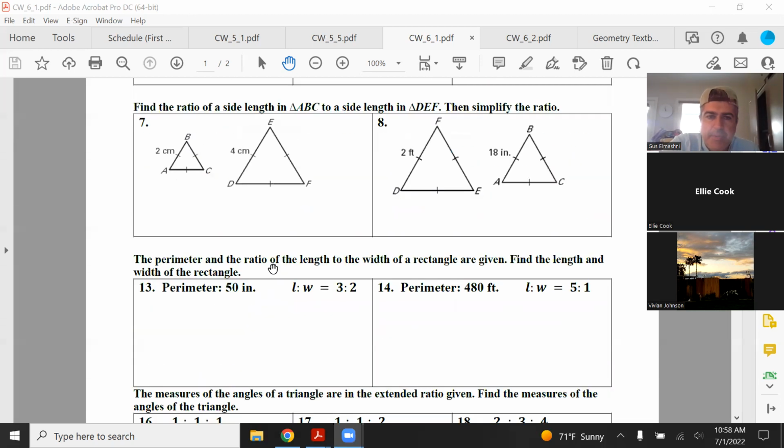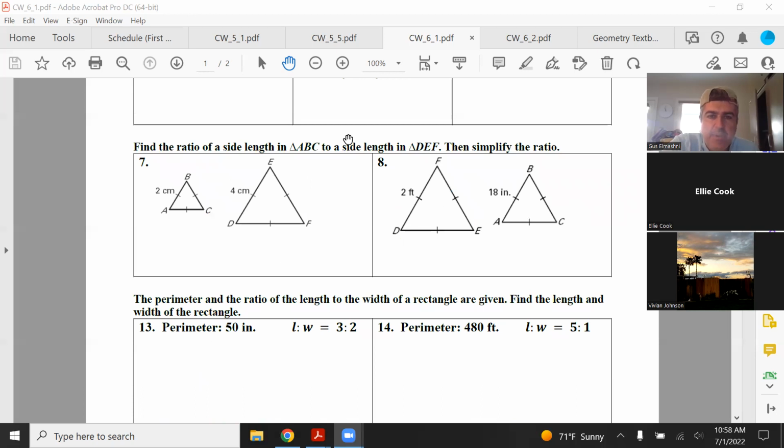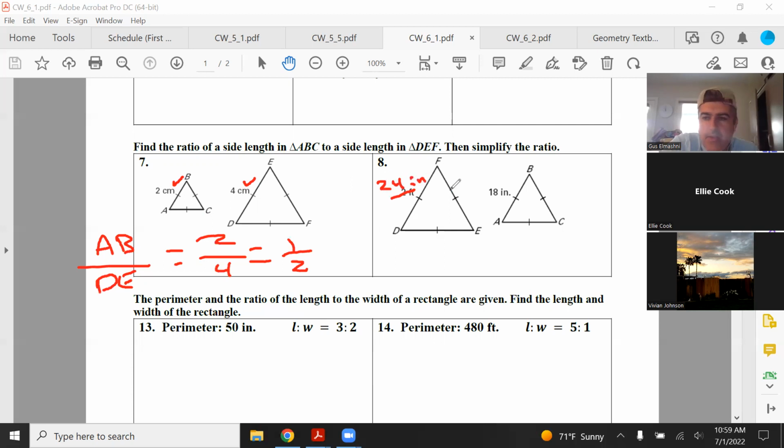What is up with these numbers being skipped? The person who created this probably did a screen capture of these problems. So we're asked to find the ratio of side length of triangle ABC to side length of triangle DEF. In this case, you're going to compare AB to DE, and they're both using the same units, so you don't have to do a conversion. So 2 over 4, that's 1/2. That's easy. You will need to do a conversion for number 8. 2 feet is 24 inches, and then you can simplify the ratio after that.